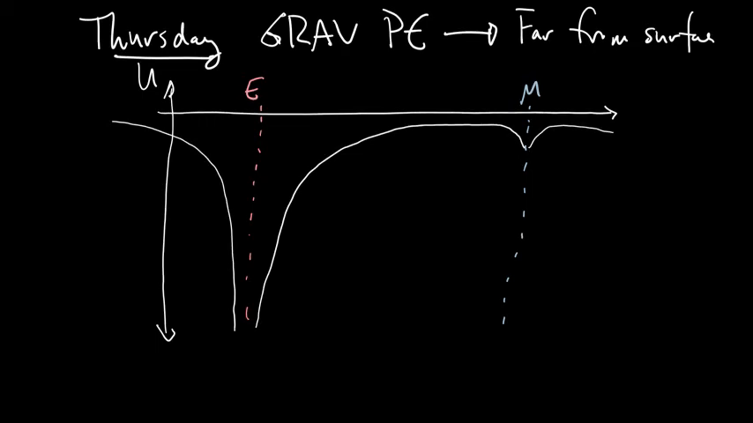The Earth is deeper. This is deeper because this is more mass. And you'll figure that out when you look at the formula. But this is the Earth and this is the Moon.